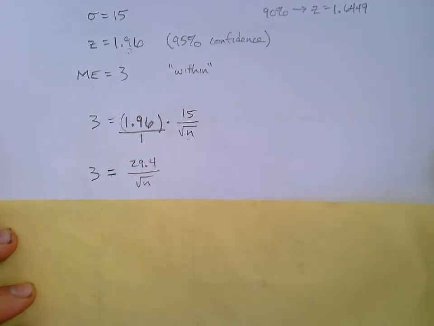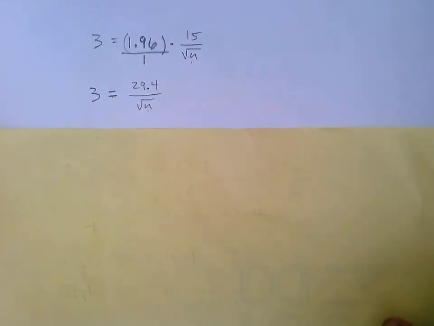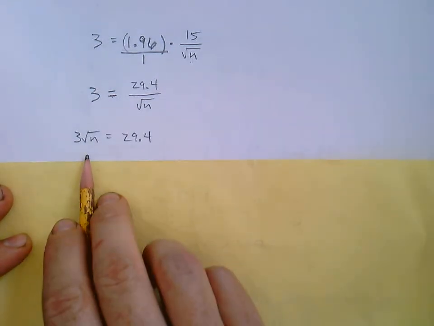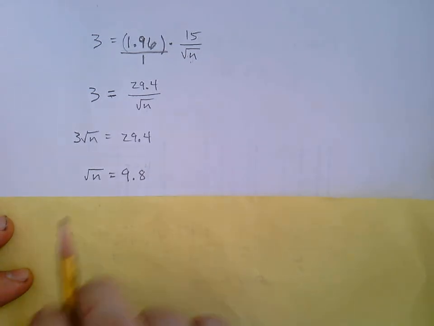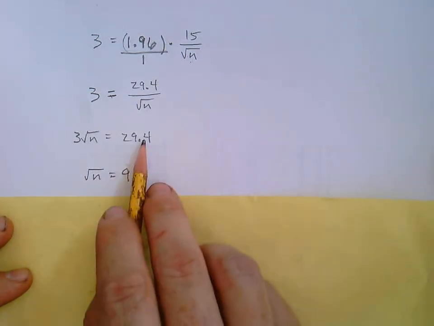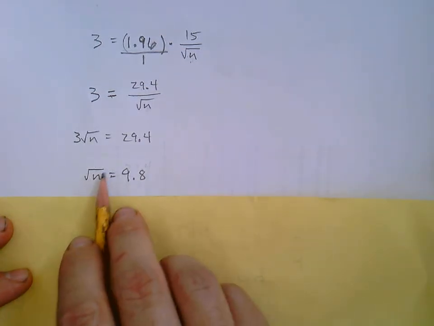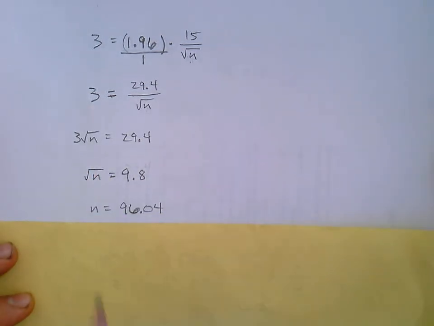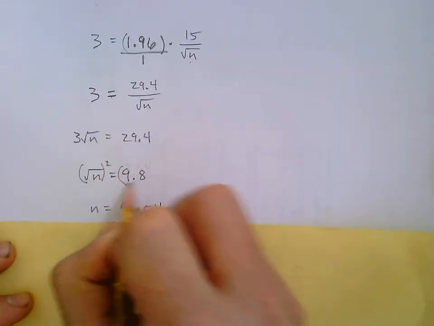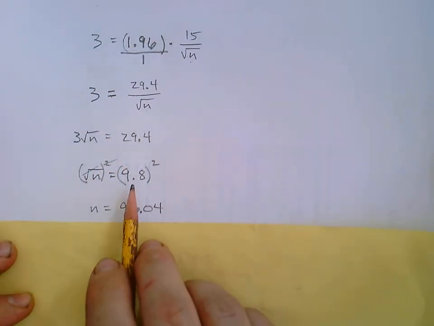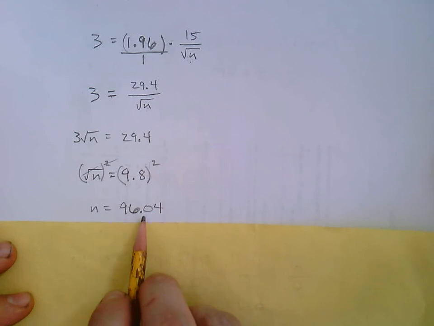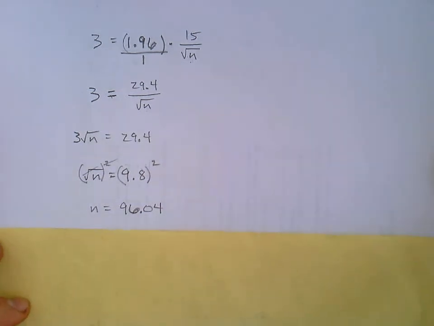And there's still a 3 over here. At that point, I can multiply this square root of n over to the left. Then I can divide the 3. So I end up with the square root of n equals 9.8. And then how do I get rid of the square root? I can square both sides. The square and the square root cancel out. And 9.8 squared is n equals 96.04. So look at that. We just figured out the sample size.